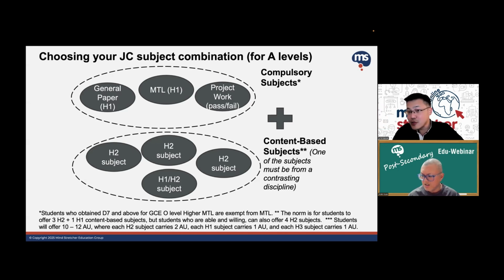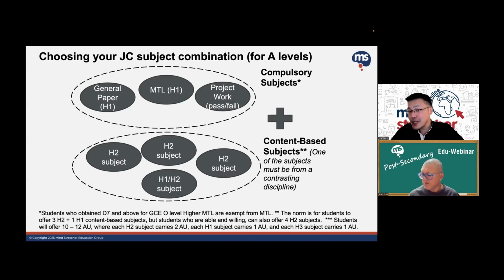So in truth, schools do allow you to take 4 H2 if you want, subject to the fact that you have demonstrated that academic ability to be able to do that. But is it necessary? That's another question.